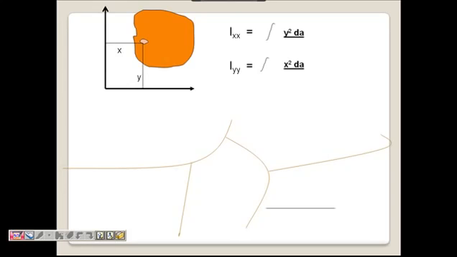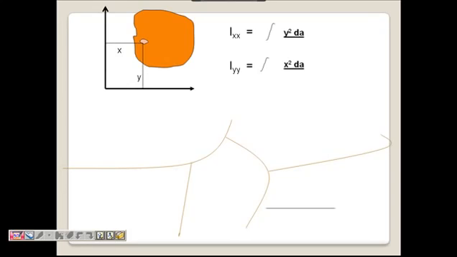Now when I am dealing with Ixx, I multiply this dA with y square, meaning area I am multiplying by the distance square. So if I want the moment of inertia of that small area dA, it is simply y square dA. And if I want the moment of inertia of the entire area, I integrate it, so I get it of the entire area. Similar definition, look at Iyy.